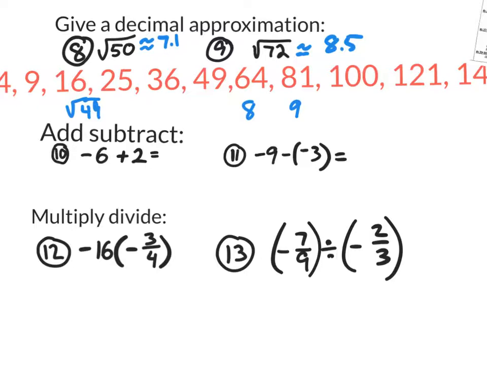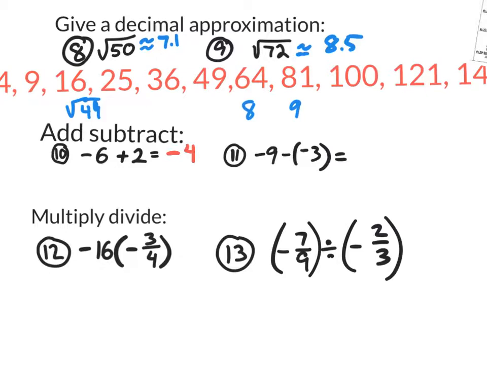Again, we think of money. -6 means I owe $6. +2 means I have $2. If I owe somebody $6 and I only have $2, I can't completely pay him off. I could give him the $2, but I want to tell him, hey, I still owe you $4. So -4 is my answer.